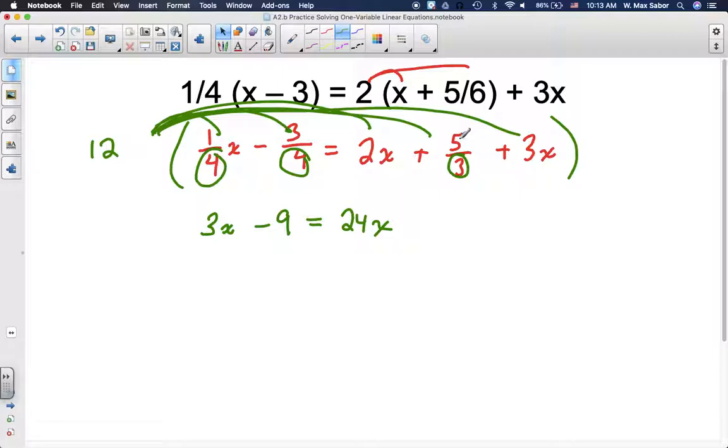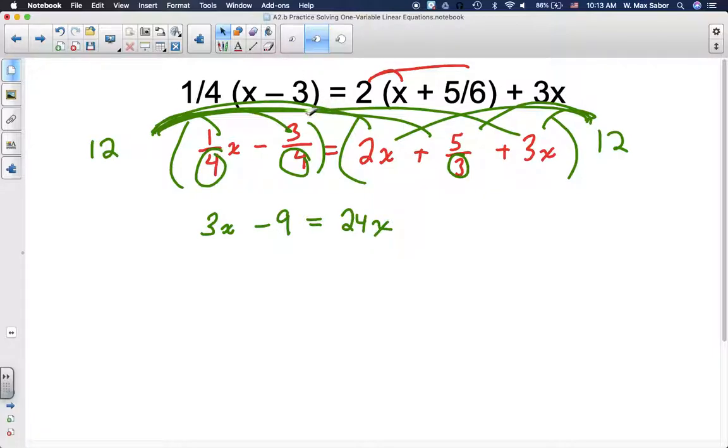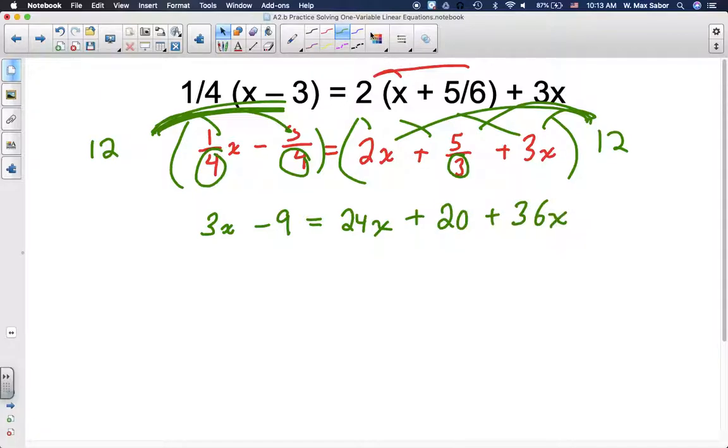Really what I'm doing is I'm multiplying by 12. If I wanted to be really careful, what I'd do is I'd say, okay, I'm multiplying by 12 on this side and multiplying by 12 on this side, and they're not extending across the equal sign. That's technically what's happening. But usually we shorthand it. 12 times 5/3 is 20, and 12 times 3x is 36x.